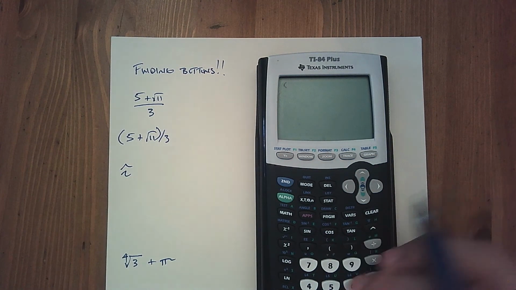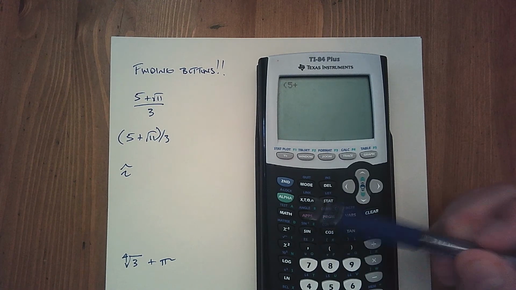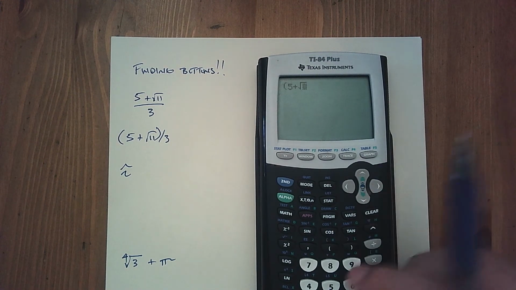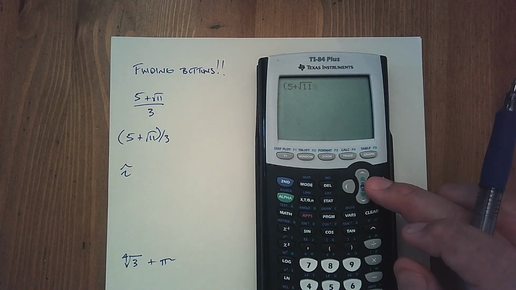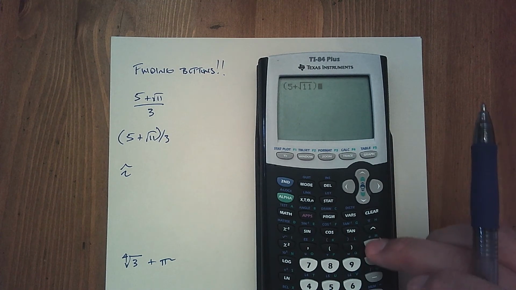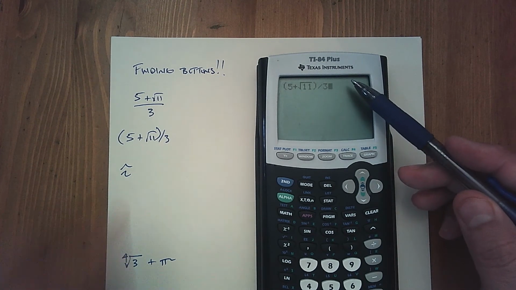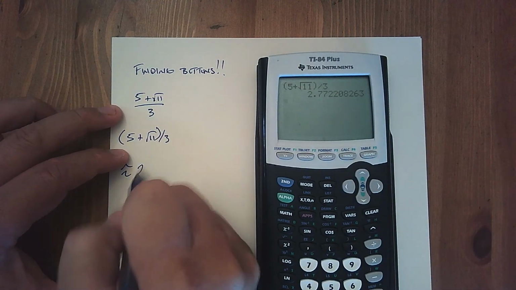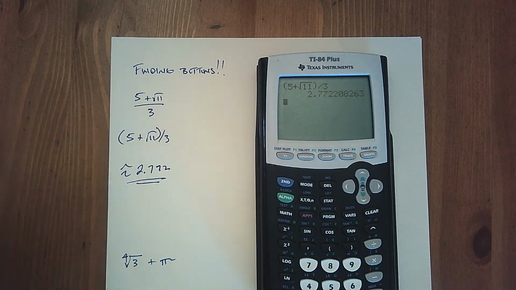So parentheses, 5 plus, the square root feature is a secondary feature of x squared, so we're going to press second and then x squared. There's my absolute value, and we're taking the absolute value of 11. Arrow out of the radicand, put your parentheses, divide by 3, and you'll notice what I have on my calculator looks exactly like what I have on my paper. Press enter. And we've got, let's go 3 decimals, 2.772, right, is our estimated answer.